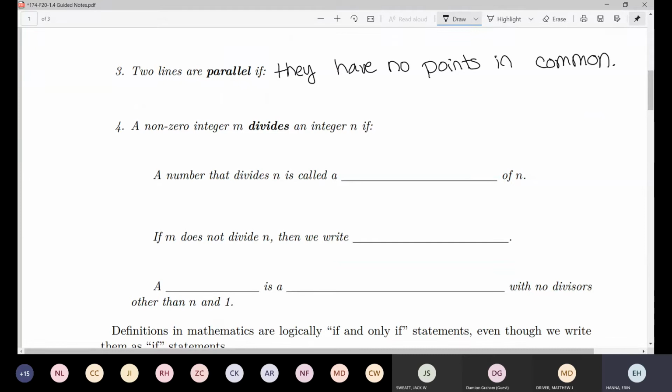A non-zero integer m divides an integer n if n equals k times m for some integer k. So m divides n if you can have some integer that you can multiply m by to get n. A number that divides n is called a divisor of n.